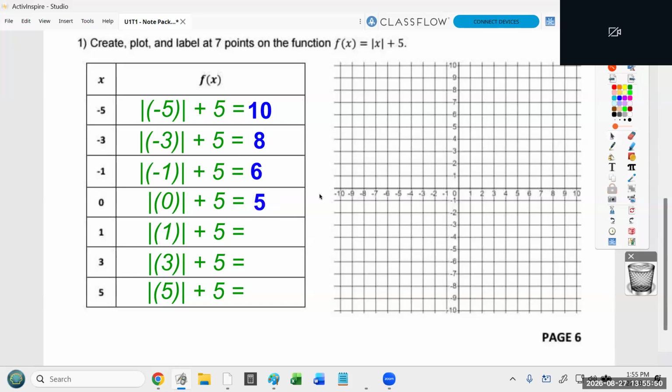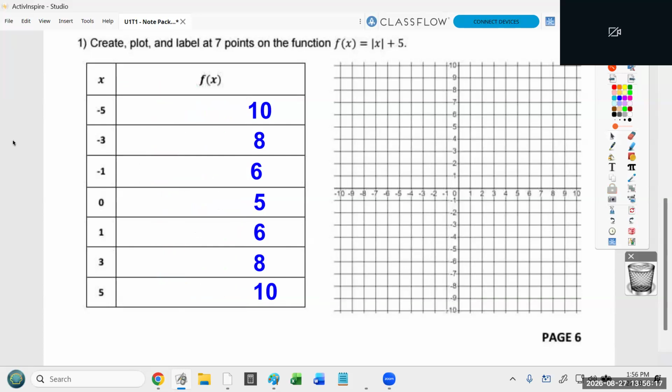And the rest of the numbers aren't going to change. Absolute value of 1, 3, and 5 is 1, 3, and 5. So 1 plus 5 is 6. 3 plus 5 is 8. 5 plus 5 is 10. So if you wanted to, you could do the mental math. And I definitely think some of you could take the time to practice that. But my goal today is to show you how to get the calculator to do all of the work for you. So I want to pretend that I'm too lazy to do any of that work.